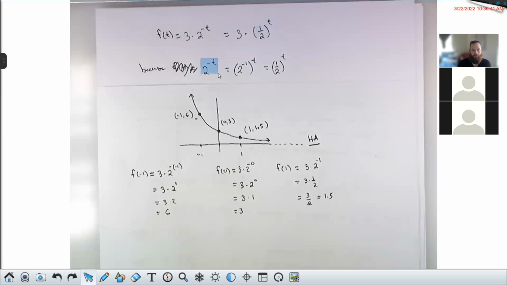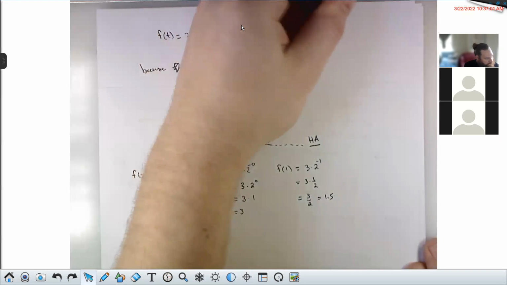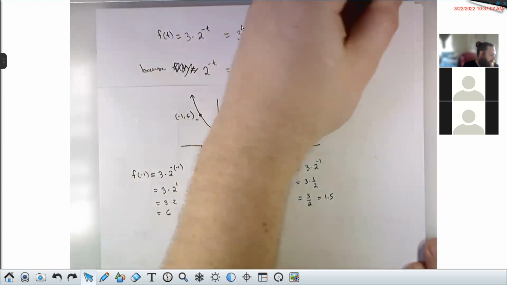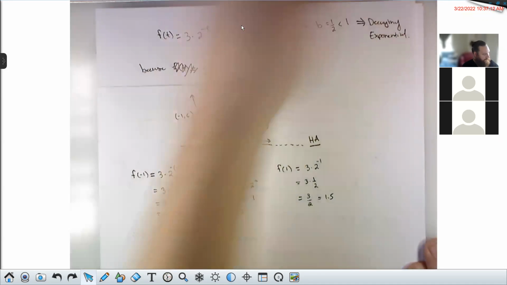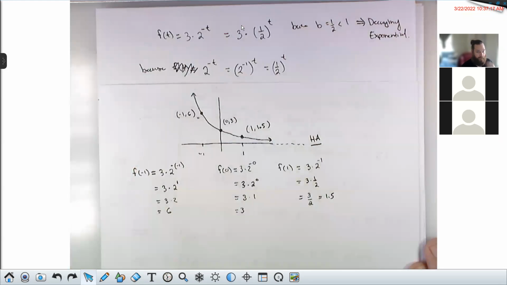And the reason this works is because 2 to the negative t, that's the same as (2 to the negative 1) all to the t. And then that 2 to the negative 1 is 1/2. So we can rewrite our function like this. And this helps me see the base. b is 1/2, which is smaller than 1. So this is a decaying exponential. And once you know that, you can draw the graph shape. You know that all decaying exponentials have a graph that looks like this.